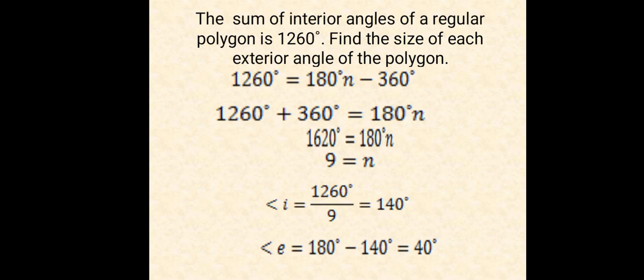Now for the exterior angle, you subtract the interior angle from 180. So 180 degrees minus 140, you get 40 degrees. So one exterior angle of that polygon is 40 degrees.